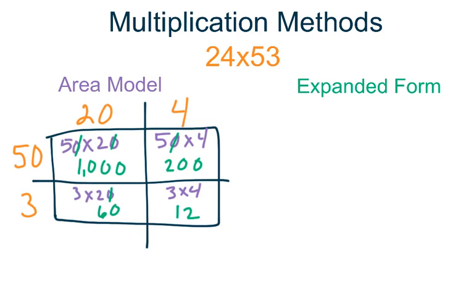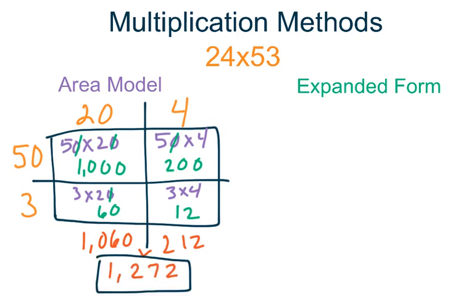Our next step is going to be to add our partial products. Some of you like to add down, some of you like to add across. It does not matter how you choose to add your partial products. The only thing I've mentioned is that it's better to not add all 4 partial products at once, especially when they're all lined up so nicely for you. So if you added down, we would end up with 1,060. And then if we added down here, we would end up with 212. And then we would add these 2 pieces together, and we would end up with a final product of 1,272.